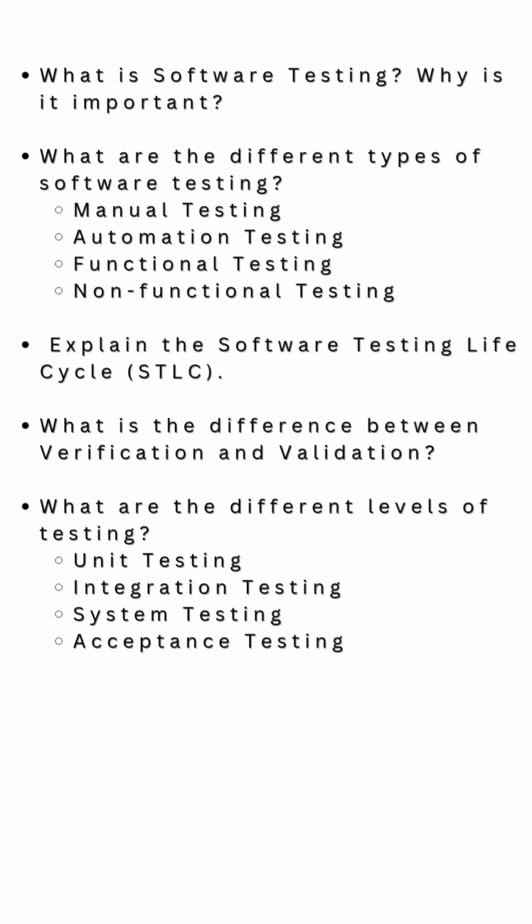Okay. Next, you may be asked about the different types of software testing. There is manual testing, where tests are done by hand, and automation testing, which uses tools to automate the process. Then there is functional testing, which checks the functionality of the software, and non-functional testing, which looks at testing the performance, security and other factors.